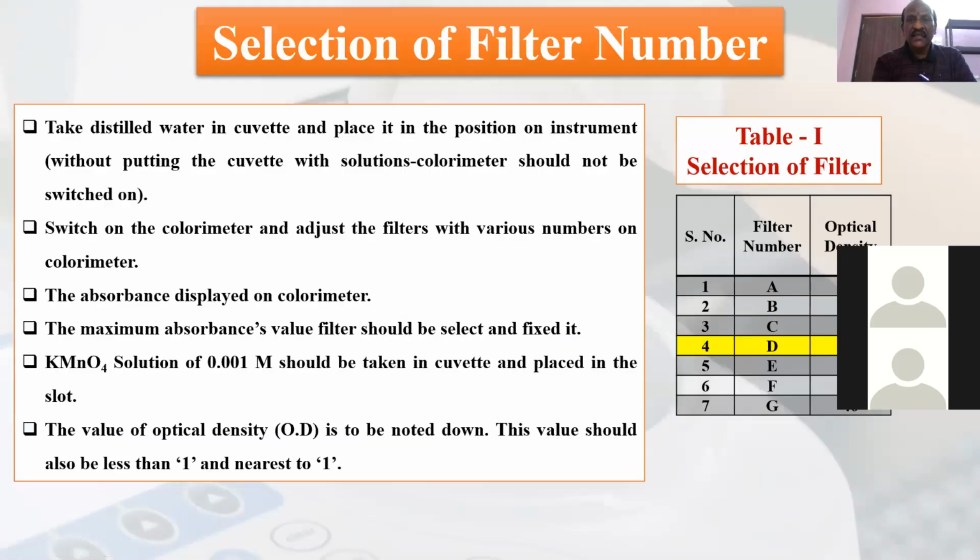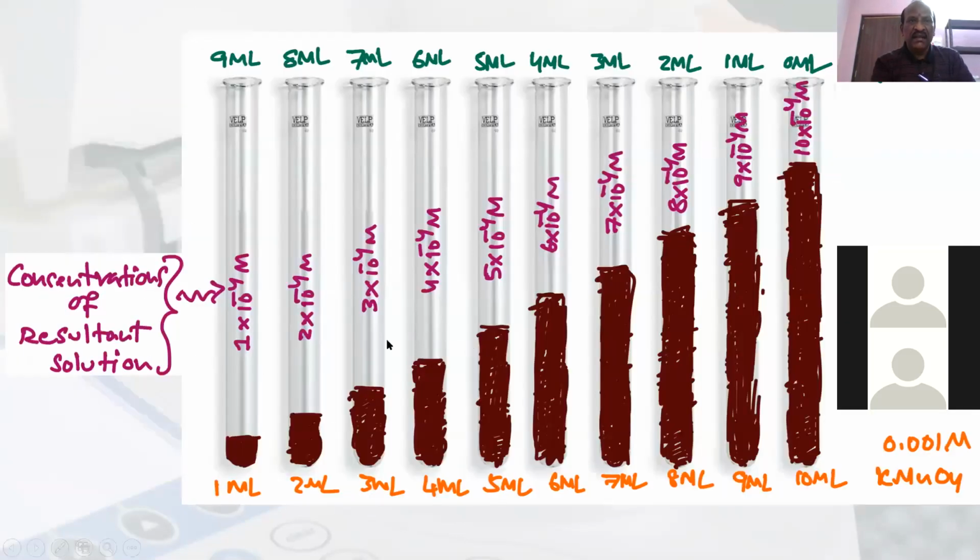So like this. Here it is given very clearly. Here 1 ml of KMnO4 and here you see 9 ml of water we can take. And here 2 ml of KMnO4 and 8 ml of water we will add. So then its concentration becomes 1 into 10 to the power of minus 4. Why? Because we have taken 0.001.